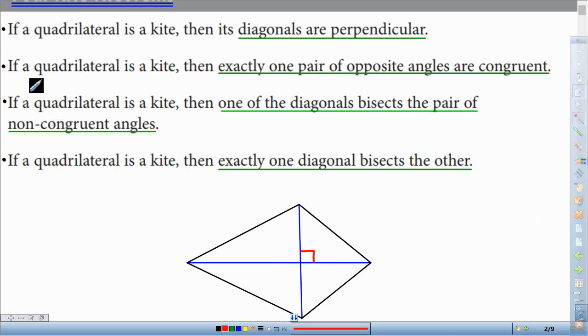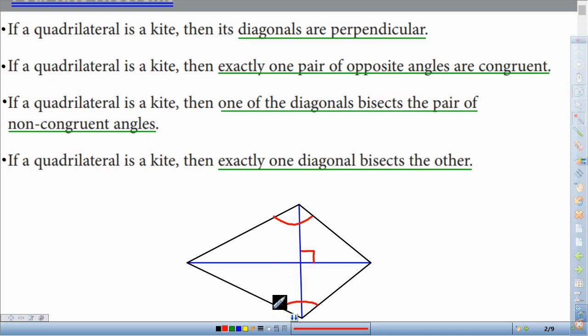Okay. Next thing, it says if a quadrilateral is a kite, then exactly one pair of opposite angles are congruent. Okay, one pair of opposite angles are congruent. Let me point out what pair of angles that is. Okay, that would be this angle and this angle. Okay, those are the opposite angles that are congruent. Okay, and it's only this one pair. What that implies is that these opposite angles here and here are not congruent to one another.